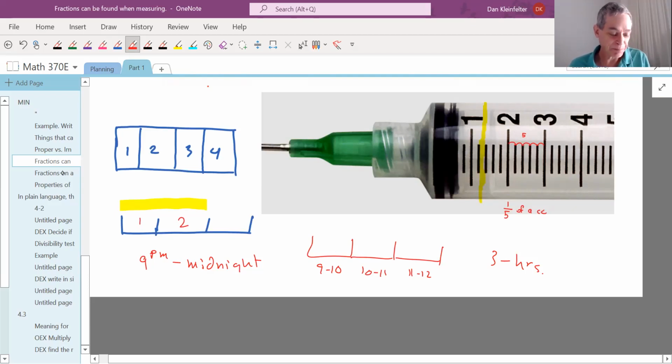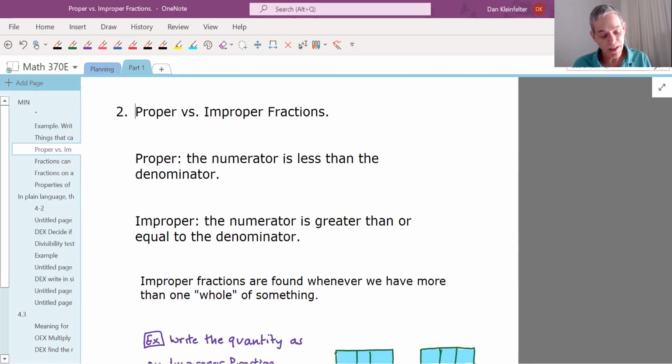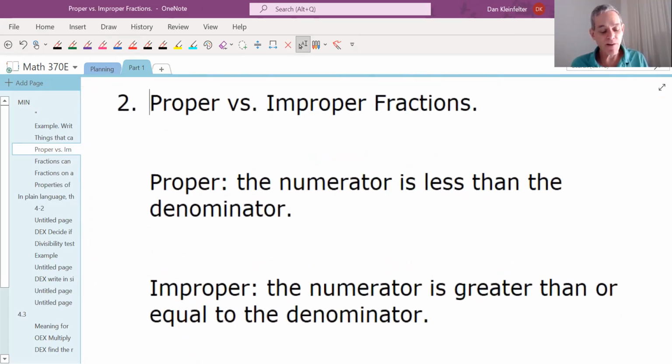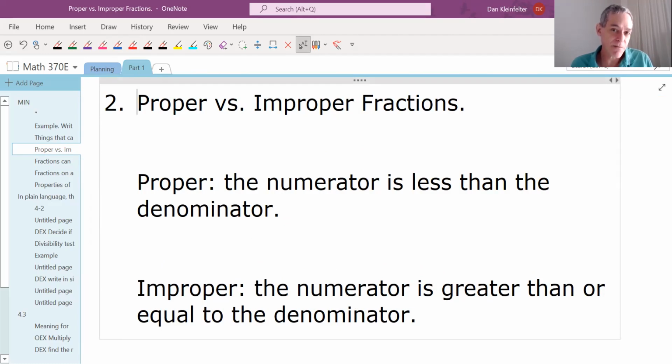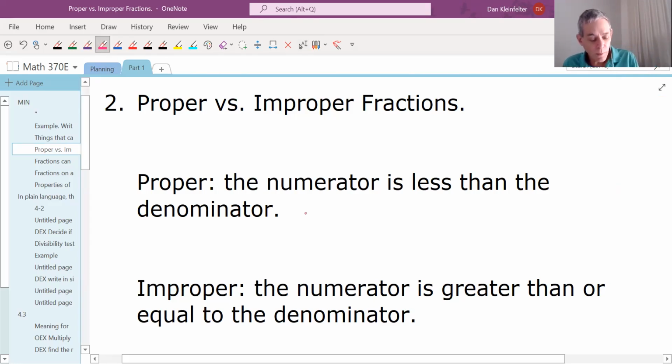Okay, moving on. A little more terminology, proper versus improper fractions. A lot of math terms have an everyday meaning, and then there's a specific math meaning, and proper versus improper is one. So on a proper fraction, the numerator is less than the denominator. Examples will be 3/4, 5/8, -7/12. Those are all examples of proper fractions. The numerator is smaller than the denominator.